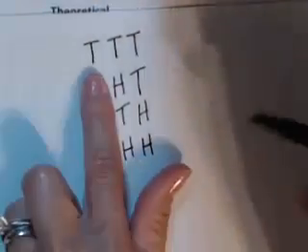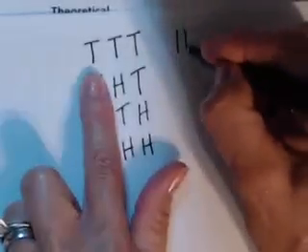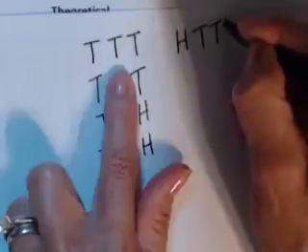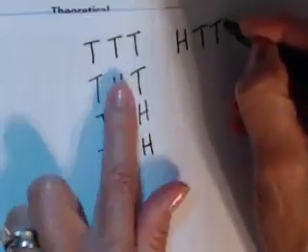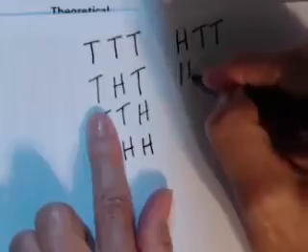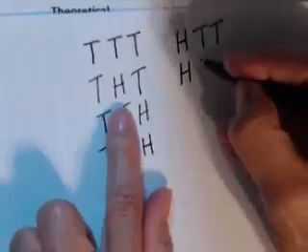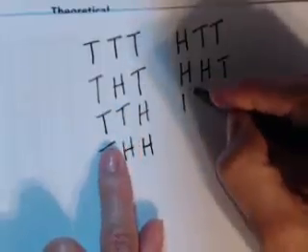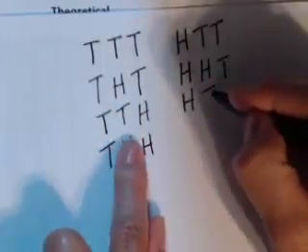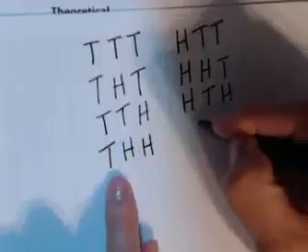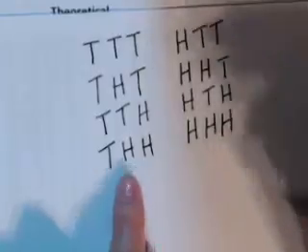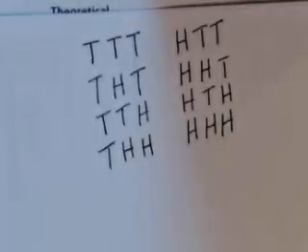I'm halfway there. So let's change the first coin to be heads, but leave these two the same. I'm changing the first coin to be heads and leaving these two the same, and the first coin to be heads and these two the same. I now have all 8 outcomes.